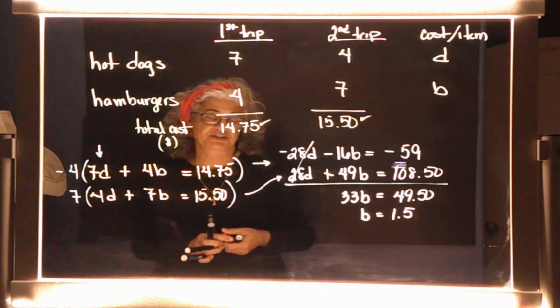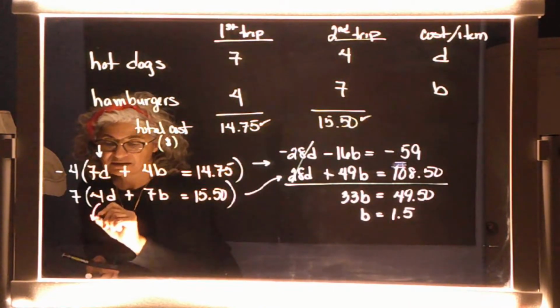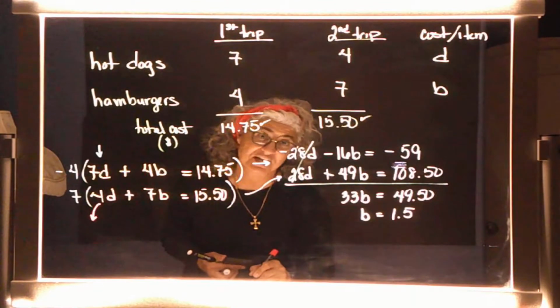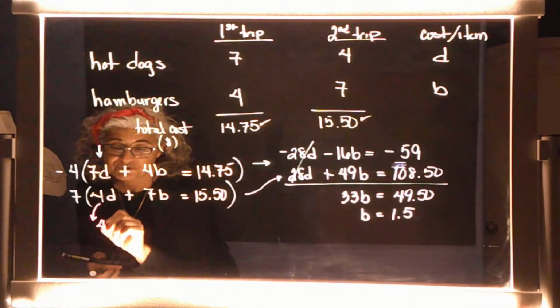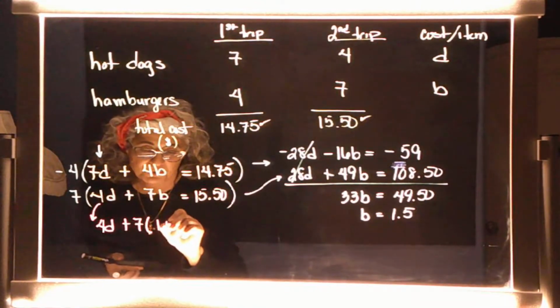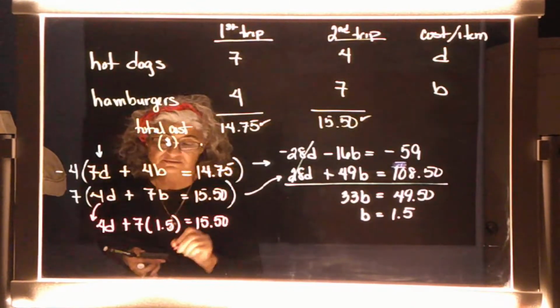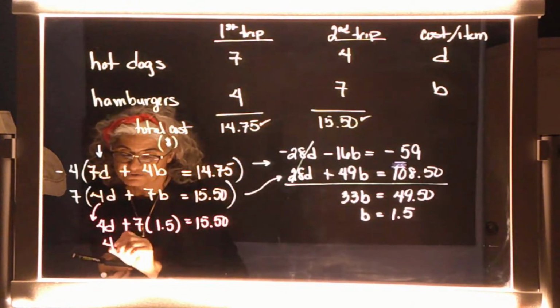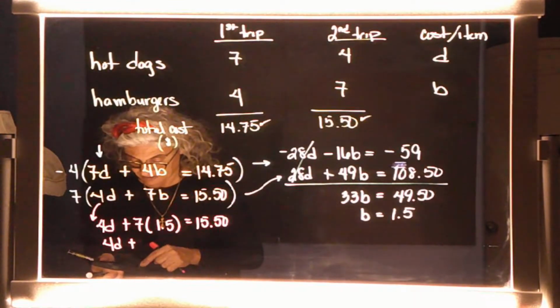I don't care which equation. You know what, I'm just going to plug it into the second one here. Why? Because it's just a little easier to access for me, that's all. Okay, so 4D plus 7 times 1.5 equals 15.50, right? So 4D plus, okay, what's 7 times 1.5?